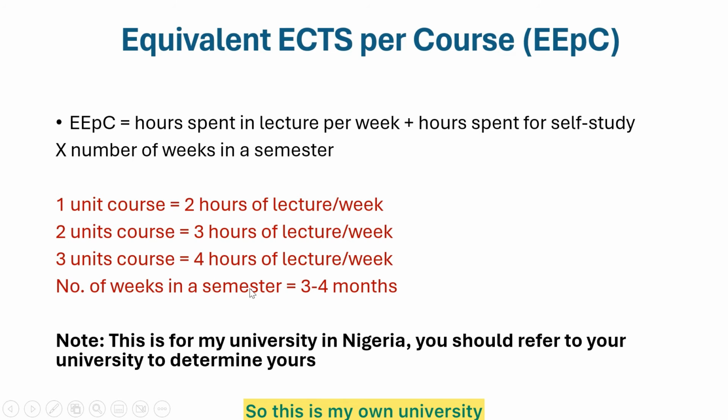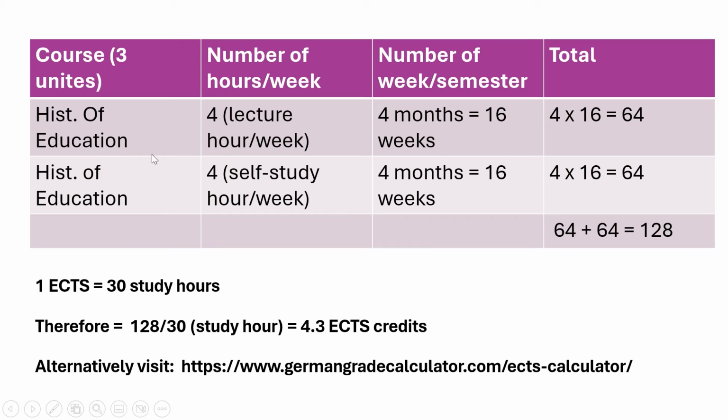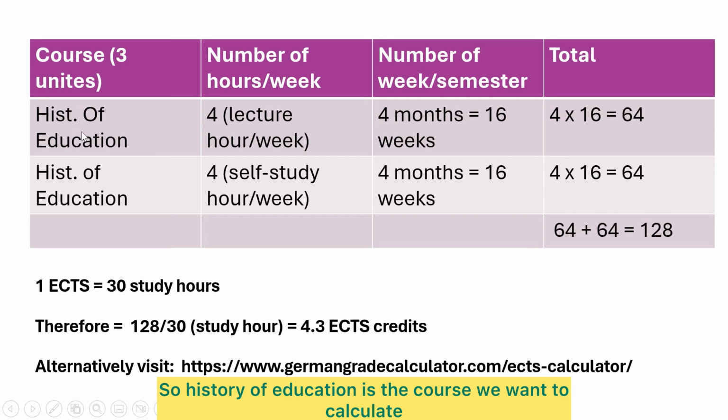The number of weeks in a semester is usually 3 to 4 months. So this is my own university again. You need to verify your own university. So on average, a semester is usually 3 to 4 months. So let's calculate for history of education. So history of education is the course we want to calculate.